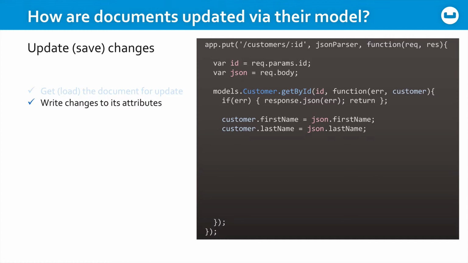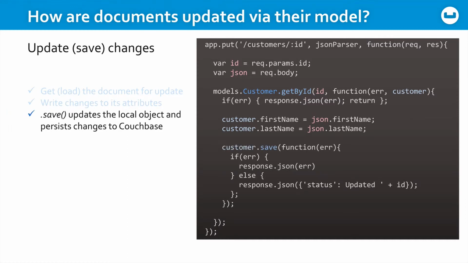Once you have updated the model, however, you simply call the save method on it, and the changes to this particular instance of the model are persisted back to Couchbase.